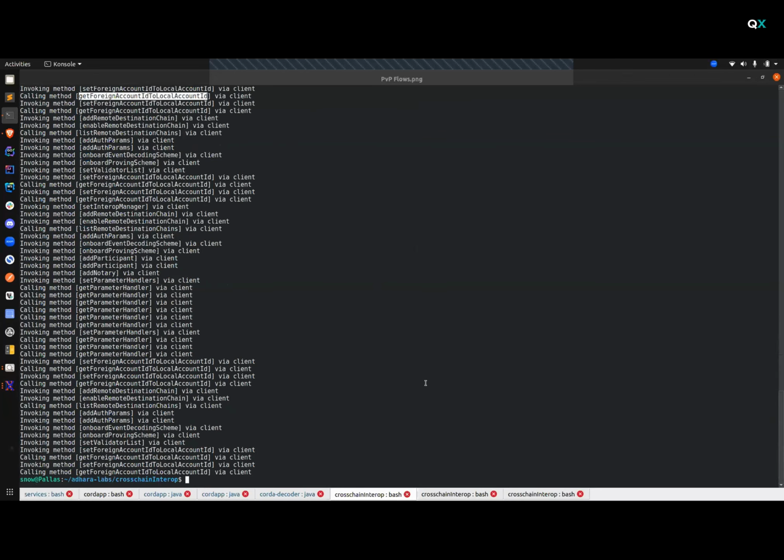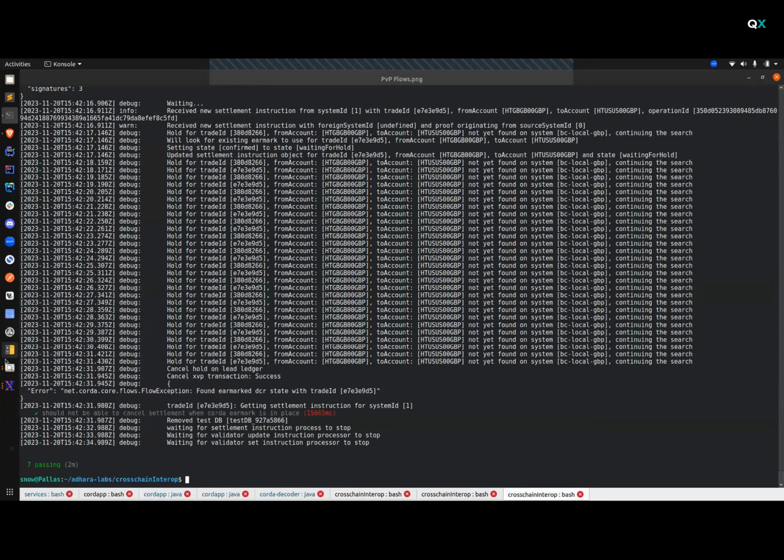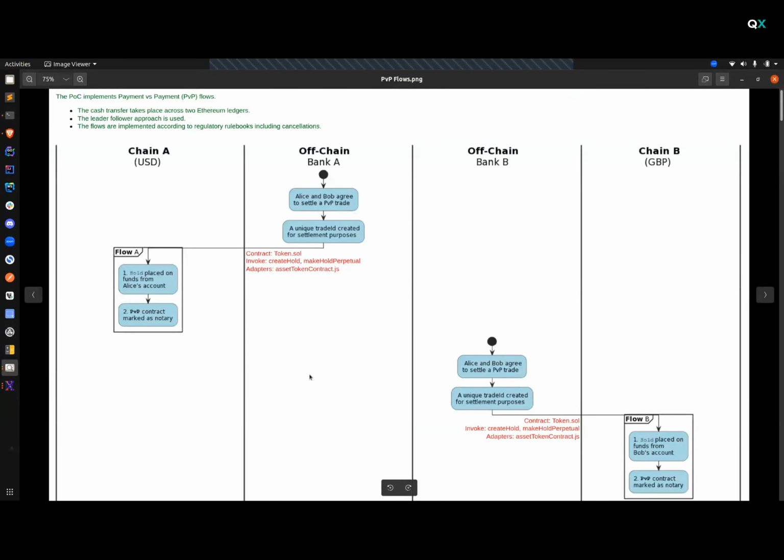So that's just a few of the onboarding steps that you have to do in the beginning. And then, if there's time, I'll run you through what the logs look like when you run the tests. So to come back to the flows, we start with PVP.